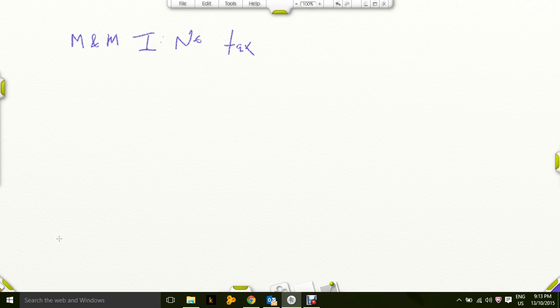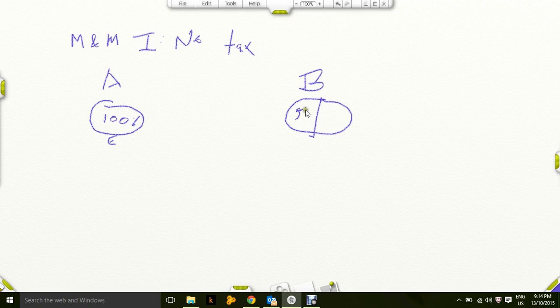Okay, so let's have a look at the M&M Proposition I with no tax. And we've got two scenarios, Company A and Company B. Now if we look at the capital structure of Company A, it's got 100% equity, and Company B has got 50% equity and 50% of debt. So we want to look at how is the overall value of the firm affected by these different capital structures. So the way we can look at that is that the value of the firm, which is usually represented with V, is the present value of all future cash flows, which we've learned from in earlier topics.